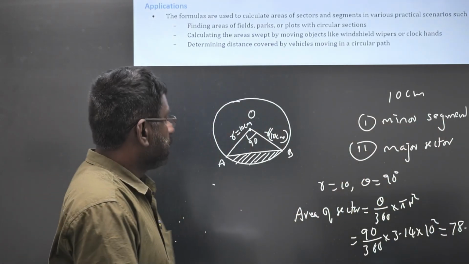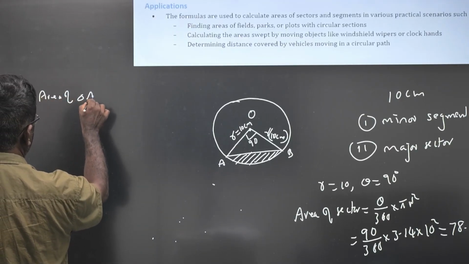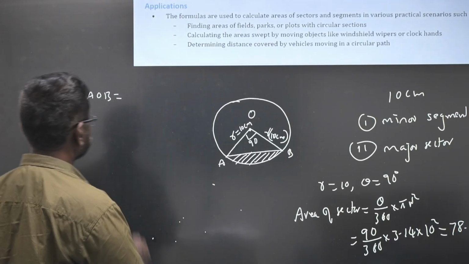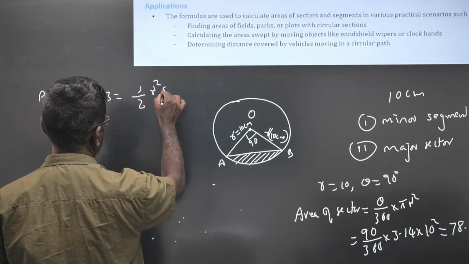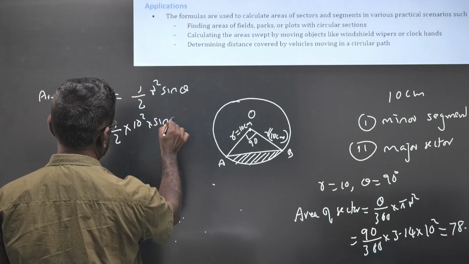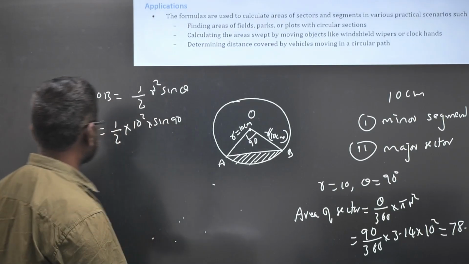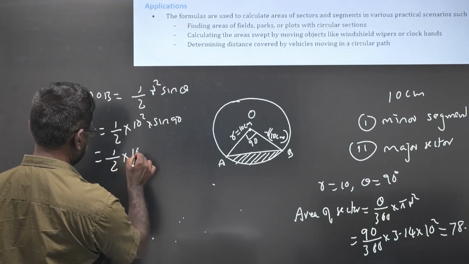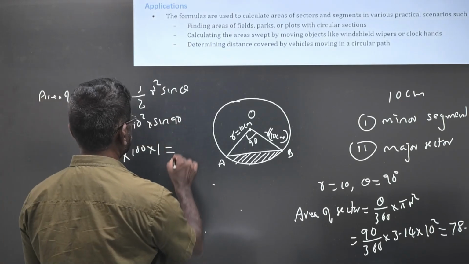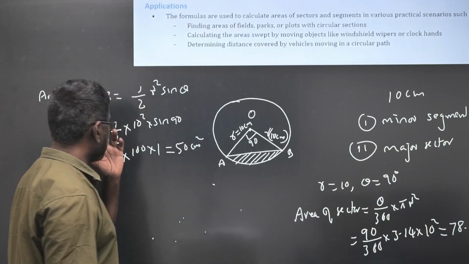Then next is area of triangle AOB. What is the area of triangle AOB? The formula is 1 by 2 r square sin theta. That is 1 by 2 into 10 square into sin 90. From trigonometry you studied the value of sin 90, that is 1. That is 1 by 2 into 100 into 1, that is 50 centimeter square. That is the area of triangle OAB.